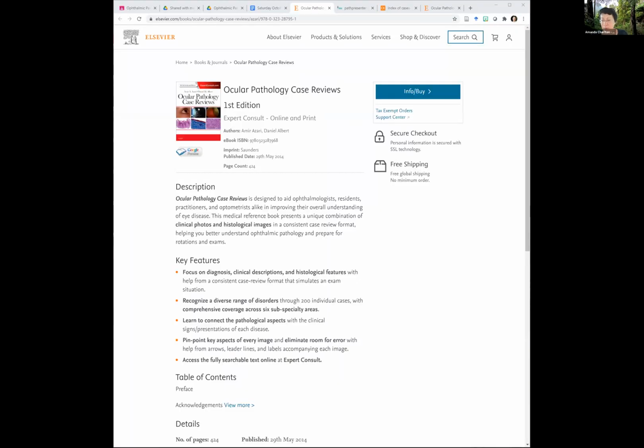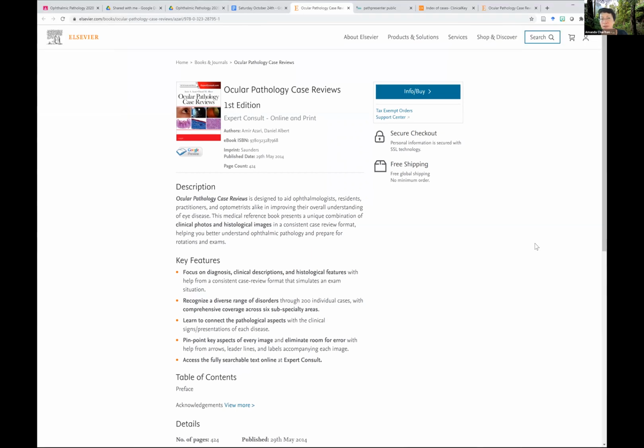I would like to draw your attention to, I'm just going to do a screen share, this book, and you can tell me if you have used it or not. This book is a ClinicalKey book published by Elsevier, therefore it should be available via your DHB or university library, because most of them subscribe to ClinicalKey through your library links. Ocular Pathology Case Reviews, this is what it looks like.